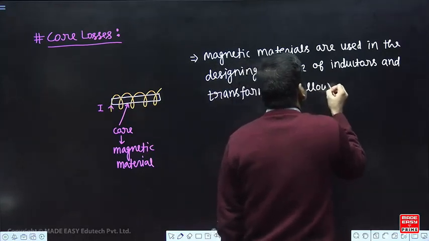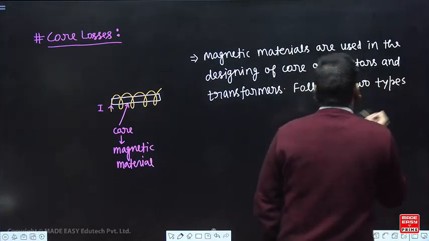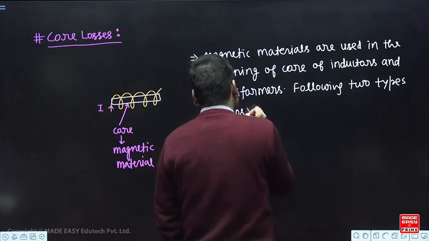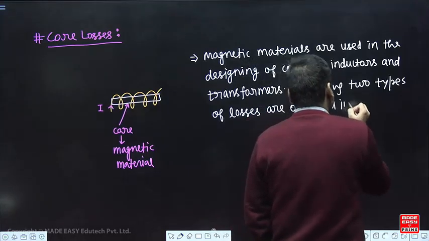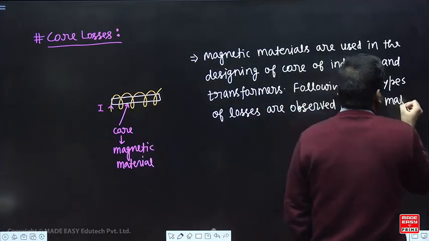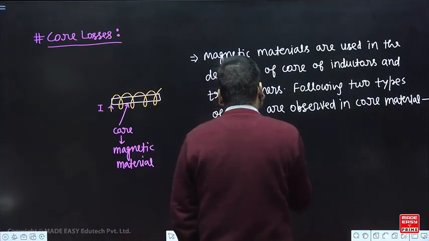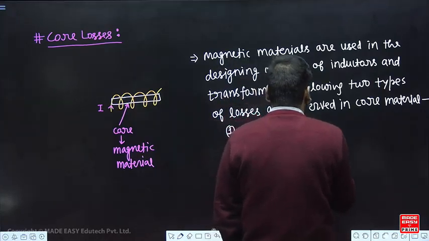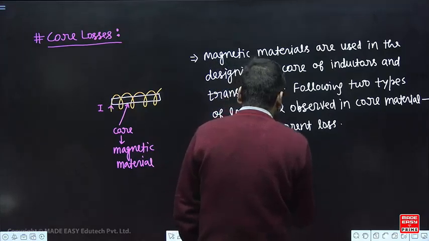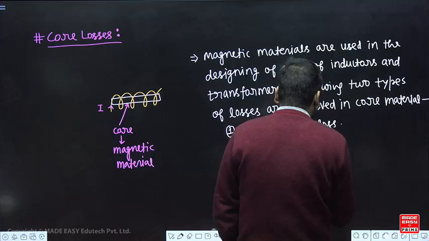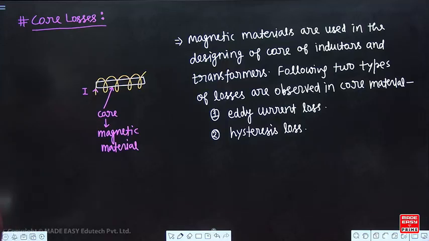The following two types of losses are observed in the core material. First, eddy current loss. Second, hysteresis loss.